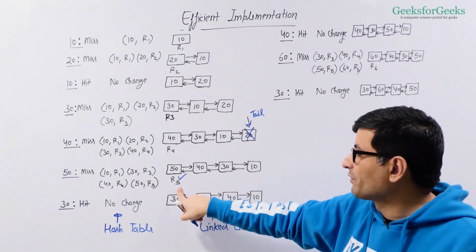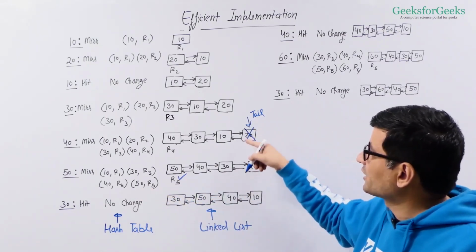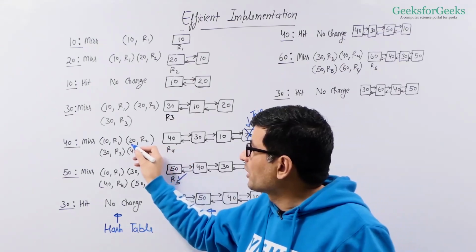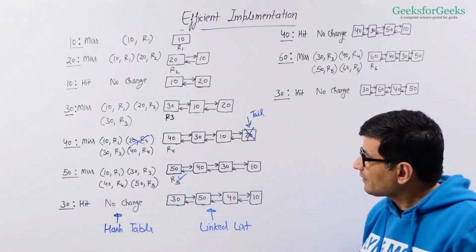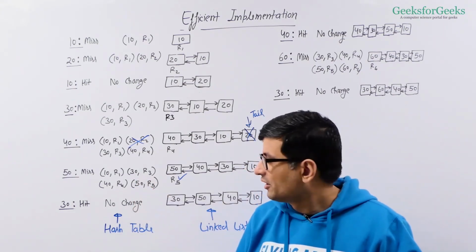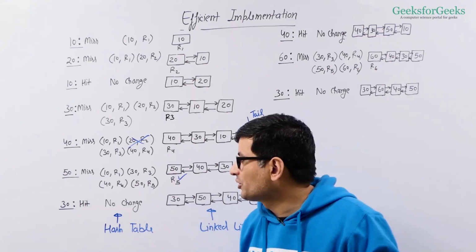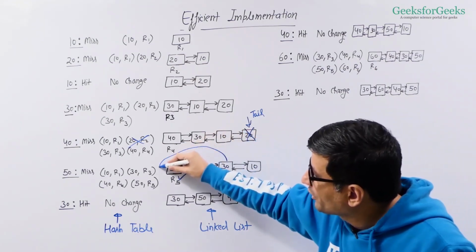And when we inserted 50 here, we entered its entry 50 R5 also. And we deleted the entry of 20 and R4 from the hash table when you accessed 50. Now when you access 30, 30 is already there in the hash table. So we are not going to make any change in the hash table, but in the doubly linked list, we are going to bring this 30 from here to here.